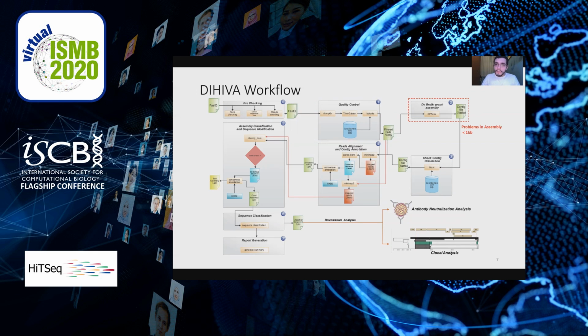SPAdes, which implements a de Bruijn graph assembly, uses the high quality reads to create a draft of the genome being assembled. It's required that they have more than 1 KB to proceed, otherwise they are classified as problems in assembly. We BLAST this draft genome to the Los Alamos HIV database, and by the alignment, we check the orientation of the draft genome in order to export it in the positive orientation.